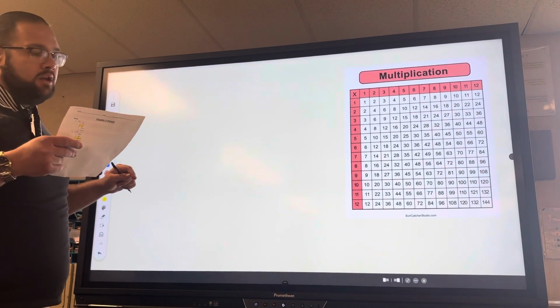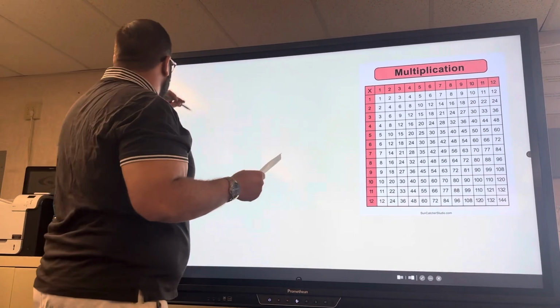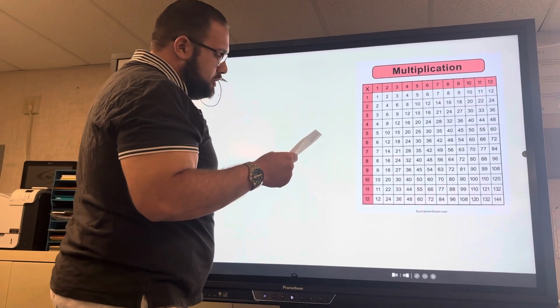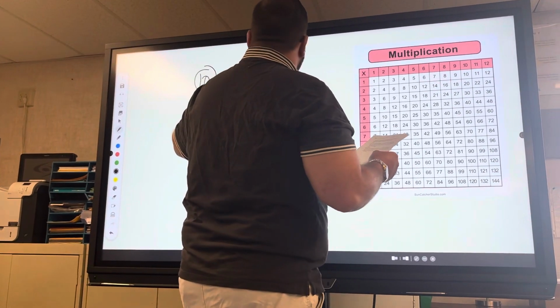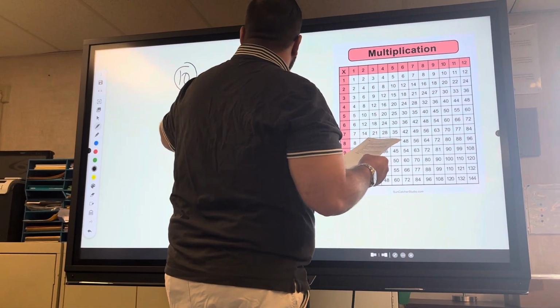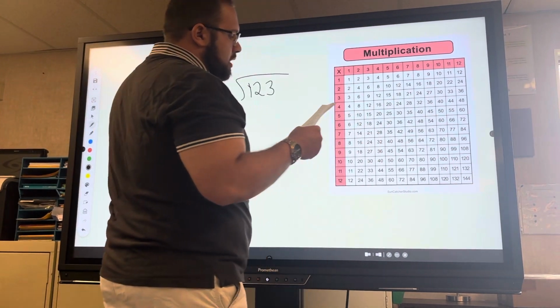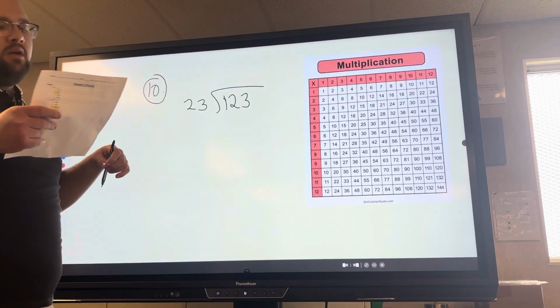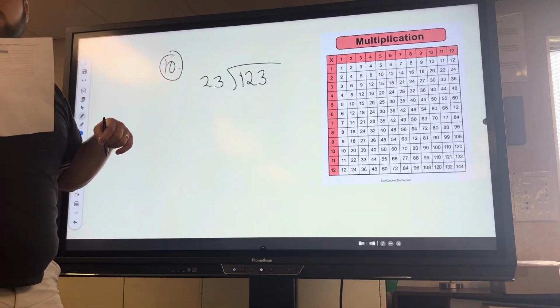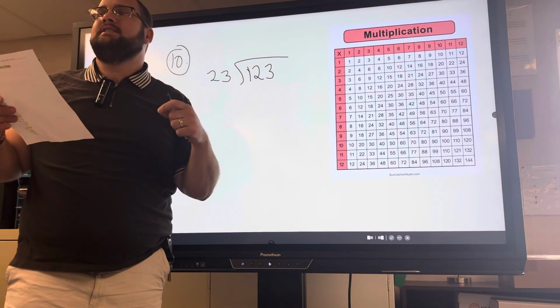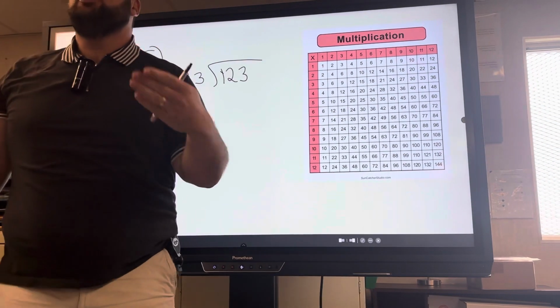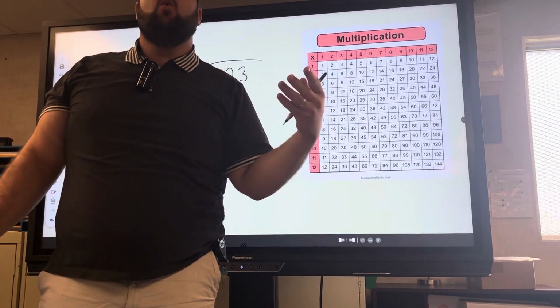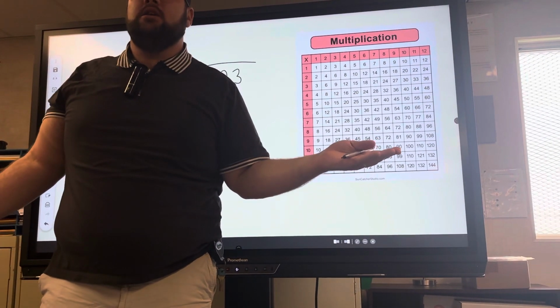All right, number 10. This is another tricky one. 123 employees of Dunder Mifflin are visiting the Gettysburg National Park. Each bus holds 23 employees. All the buses are full except one. How many employees will be in the bus that's not full? So it's telling you, you're going to have a remainder. What is it? That's basically what they're asking you, okay?